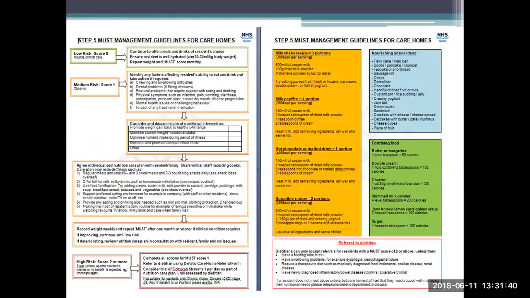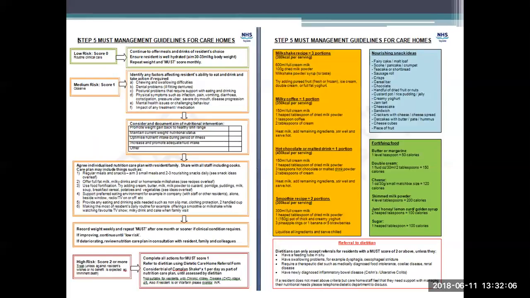This is a screenshot of the proposed new MUST management guidelines that we're working on at the moment. I know you won't be able to read that in a huge amount of detail, and it does have draft written on it at the moment, but it's just to make you aware of the new MUST management guidelines for Tayside. So we'll go into these in a bit more detail as we go through the guidelines.